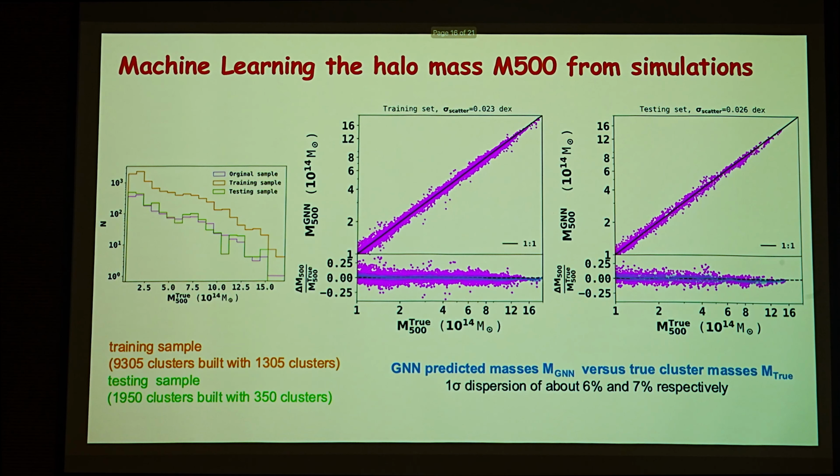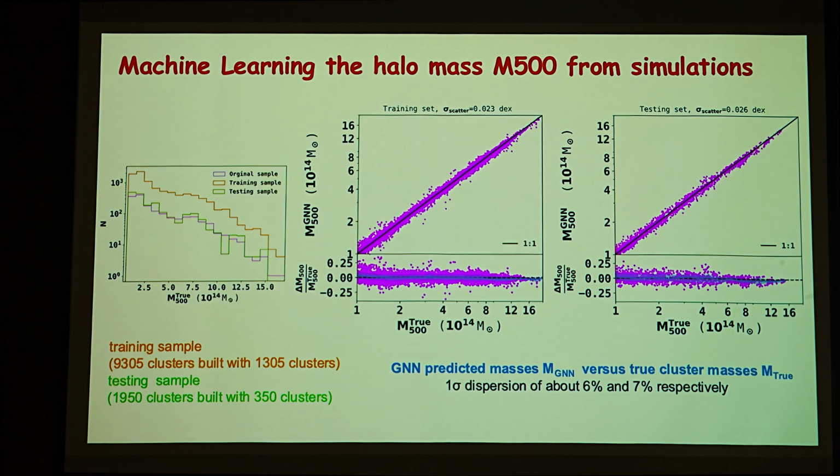Okay. Now with this machine learning, let's see what we can do. We have this number of clusters. We divide it into a training sample and a testing sample. The training sample is basically 9,000 clusters. The testing sample is 1,050 clusters. It's made from these clusters by putting in different redshifts. In the training sample, this is the training set. This is the true mass, and this is the mass we recover, M500.